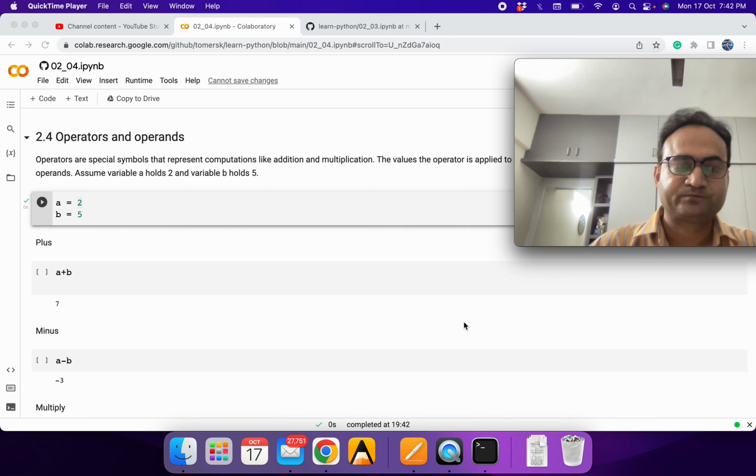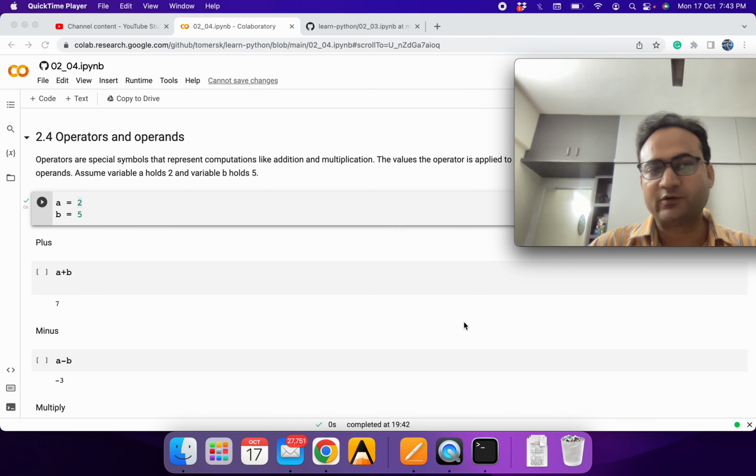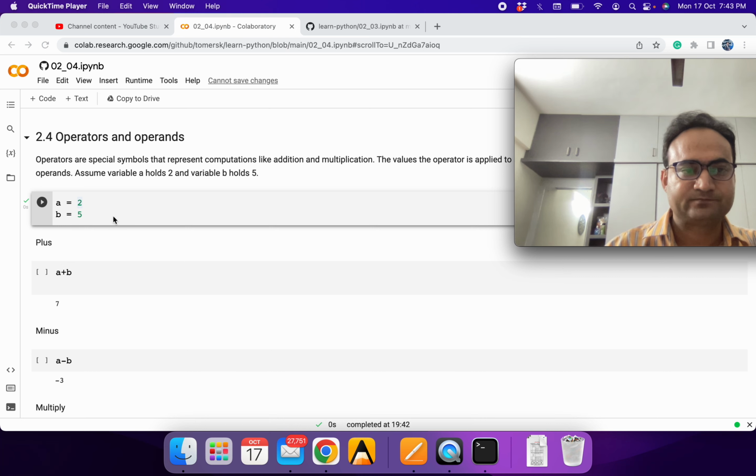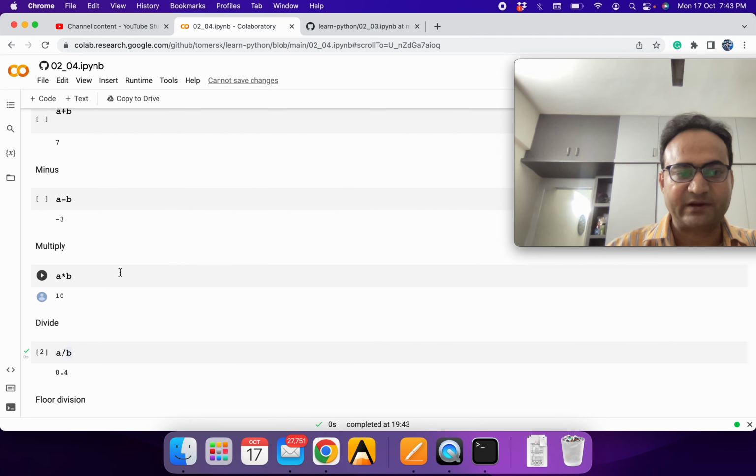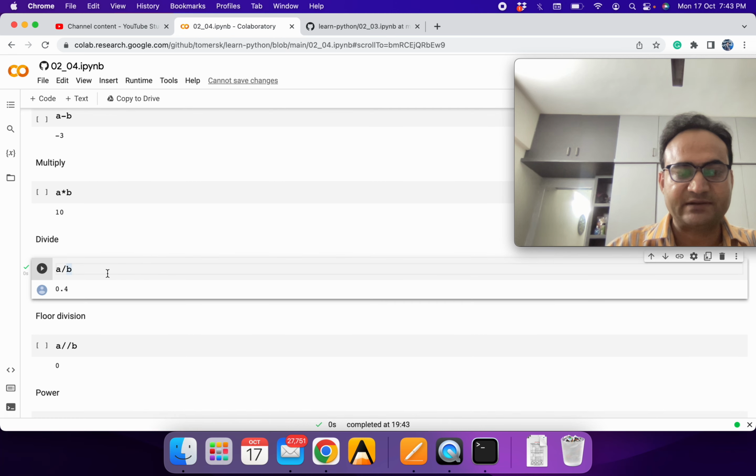Hello everyone. So in this Python session we'll focus on doing some basic mathematical operations in Python. Some of you have already done this. We'll first define two variables, a is equal to 2, b is equal to 5. You can define any value. I'll not go into the simple things, which you can try: plus, minus, multiplication. Let's start with the division.